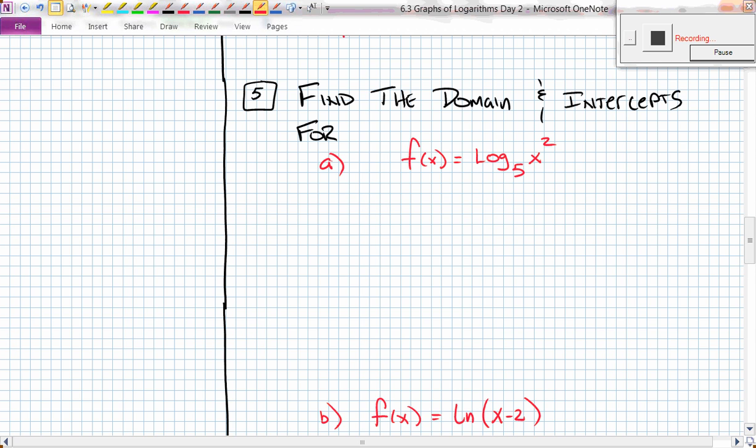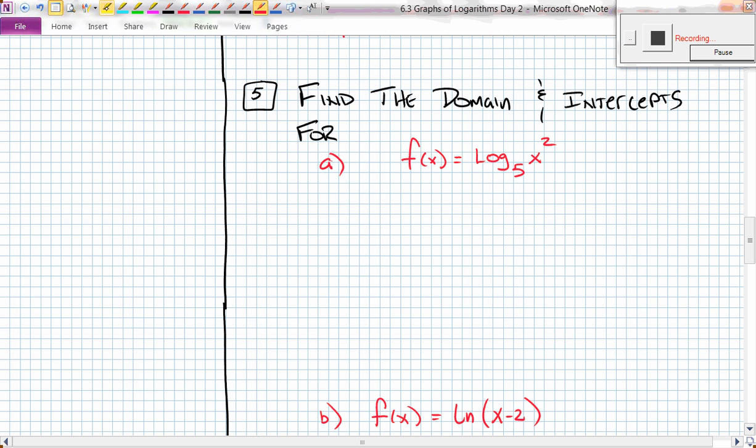Let's talk about finding the domains and the intercepts for gnarlier log functions. If it just asks for a log function, just a log function. Maybe some transformations if it asks for that, which we'll get to later. All right, so we got 2 problems here. We're going to find the domain and the intercepts for a log function.